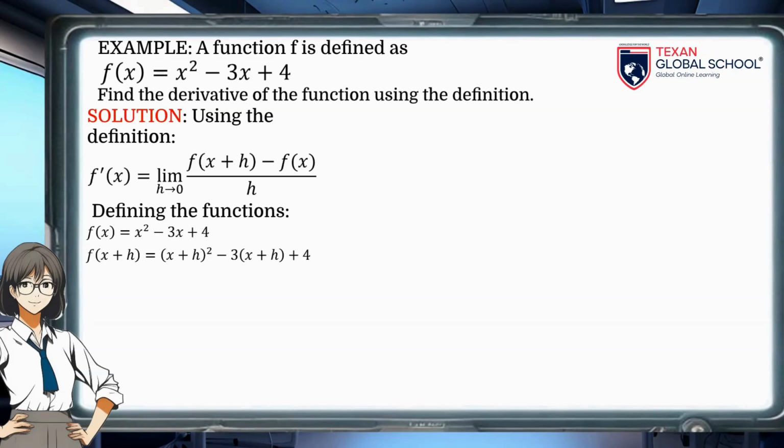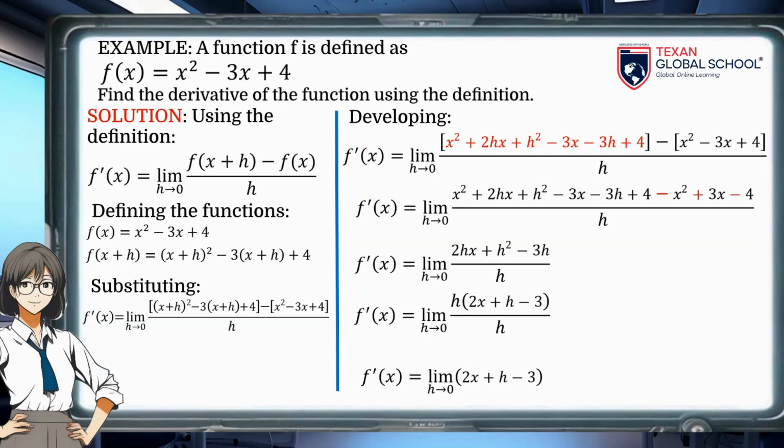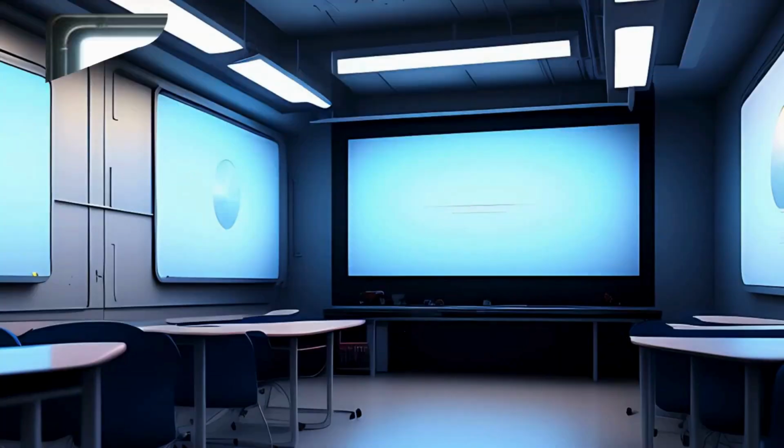Now, substitute both functions into the definition of derivative. Results the limit as h tends to 0 of x plus h squared minus 3 times x plus h plus 4, minus x squared minus 3 times x plus 4, over h. We expand the numerator using special products and simplify algebraically, obtaining the limit as h tends to 0 of 2x plus h minus 3. In this case, we can apply the laws of limits by separating each addition and subtraction, or we simply send the limit by replacing h equals 0. In this way, we obtain the derivative of the function f prime of x equals 2x minus 3.